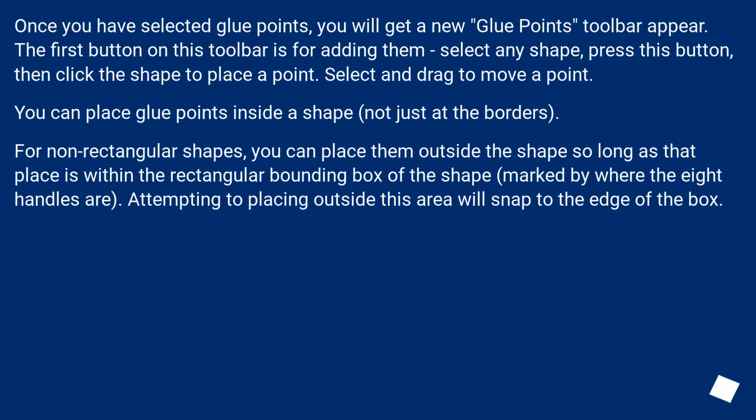Once you have selected glue points, you will get a new Glue Points toolbar appear. The first button on this toolbar is for adding them. Select any shape, press this button, then click the shape to place a point. Select and drag to move a point. You can place glue points inside a shape, not just at the borders.